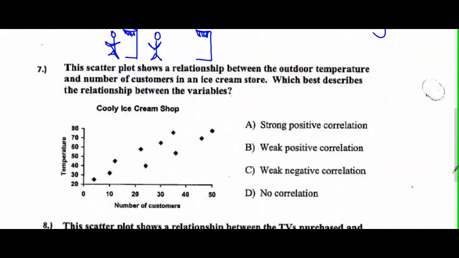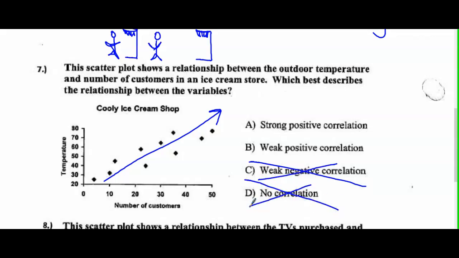Number 7, multiple choice. The scatter plot shows a relationship between the outdoor temperature and the number of customers in an ice cream store. Which best describes this relationship? Well, first, you should notice that these are trending up. So this is not negative, and it's not no. So it's a positive correlation, and is it strong or weak? The points are farther away, so this would be a weak positive correlation.